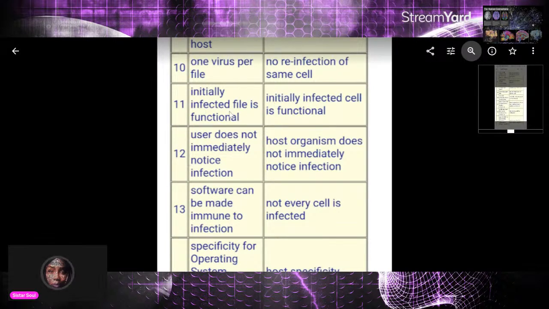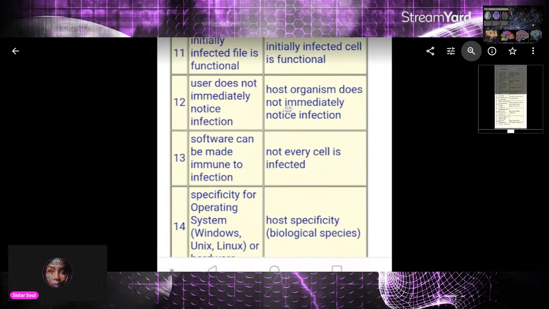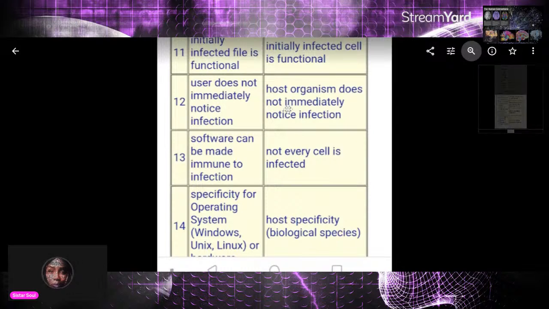The initially infected file is still functional. Your initially affected cells function. It's not going to die, but it's going to have some effect. The user does not immediately notice the infection when it comes to a computer. The host organism does not immediately notice the infection. Same thing with you. You might get a sneeze.